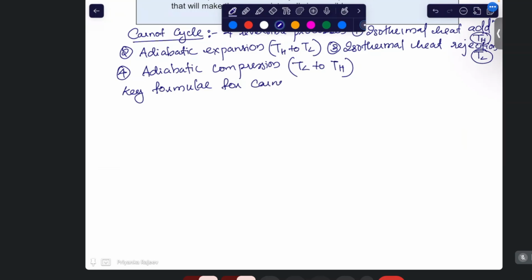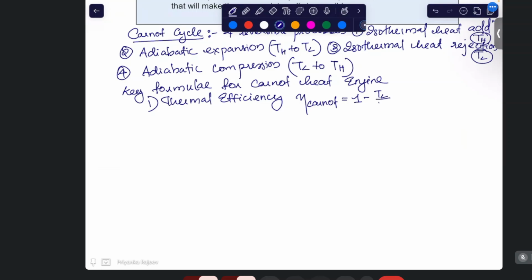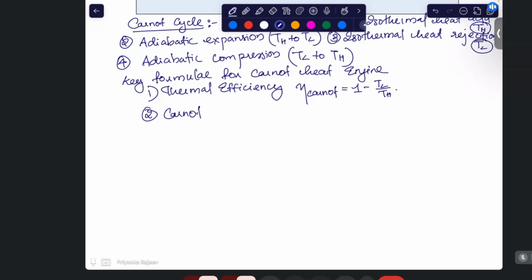For Carnot heat engine, first is thermal efficiency, which is eta Carnot equals 1 minus TL by TH. Now, heat transfers in Carnot engine can be represented as QH by TH equal to QL by TL, and work can be calculated as QH minus QL.